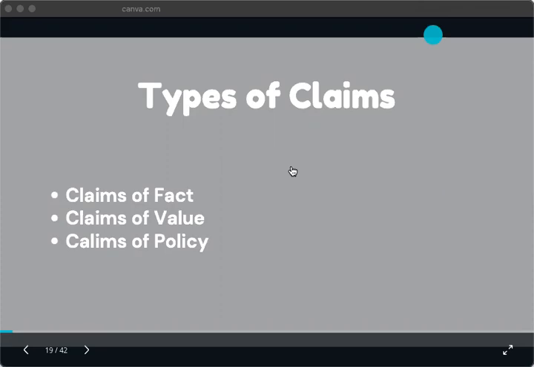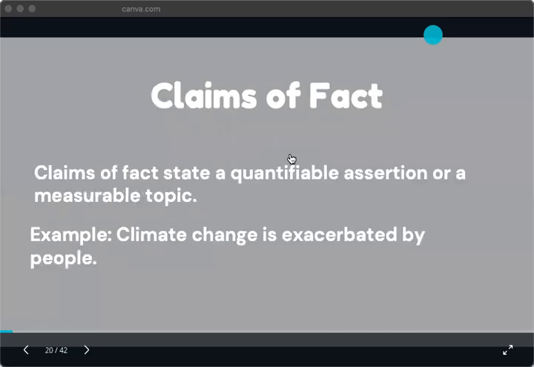What? Okay. When determining whether something is a claim of fact, you may ask yourself the following questions. First, is this issue related to a possible cause or effect? Is the statement true or false? How can its truthfulness be verified? Is the claim controversial or debatable? If your answers to those questions are all affirmative, then it may be a claim of fact. Example here: climate change is exacerbated by people. Can it be verified? Yes. Are there data that support this? Yes. And therefore, this is a claim of fact.